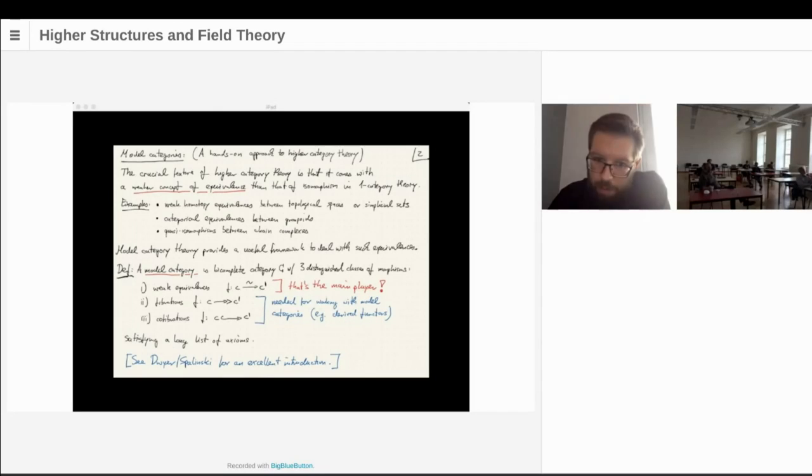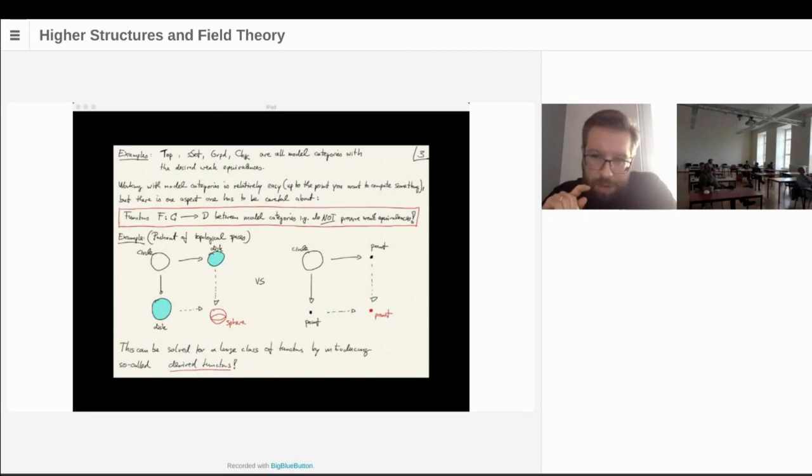When you want to know more about model category theory, of course, there are plenty of books on that subject. But in my opinion, the best introduction to get a bit of a feeling for model category theory is this review paper by Dwyer and Spalinski. So when you Google Dwyer and Spalinski, you will find their review paper. I think it was written for the handbook of homotopy theory or some kind of collected volume of works. And this is really the best short introduction to that subject. So let me give some examples and tell you what one does with model categories and what the issues are.